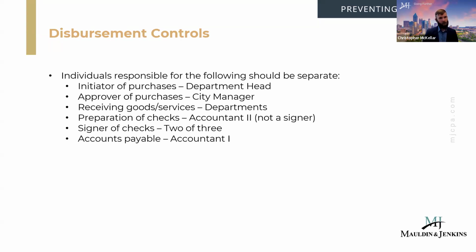More on disbursement controls. So individuals responsible for the following should be separate: the initiator of the purchases, which could be done by a department head; approver of the purchases by the city manager; receiving the goods or services, the departments; preparation of the checks by one of the accountants, not a signer on the check; and then signer of the checks, two dual signature, which could be the different positions that we mentioned earlier, and then recording the accounts payable by a separate accountant.